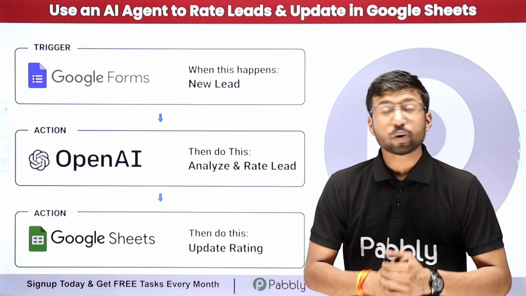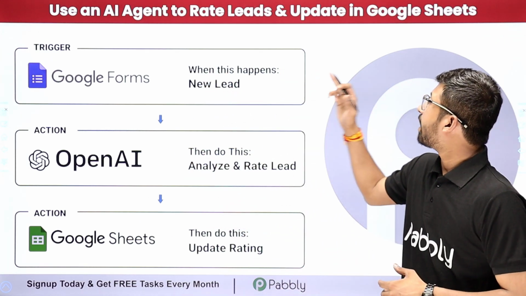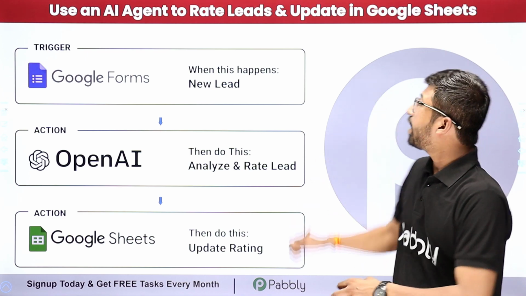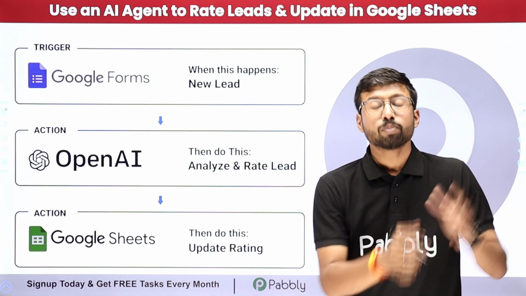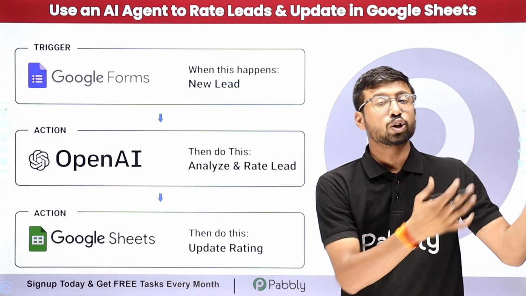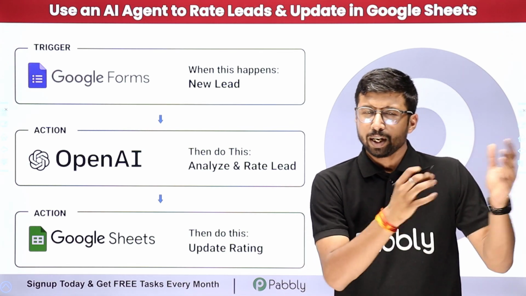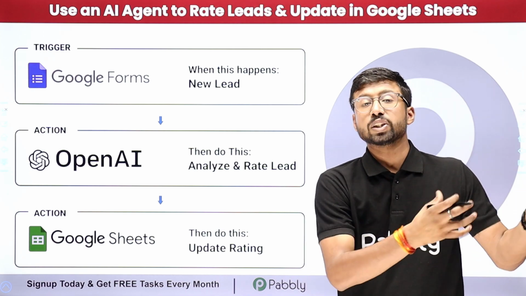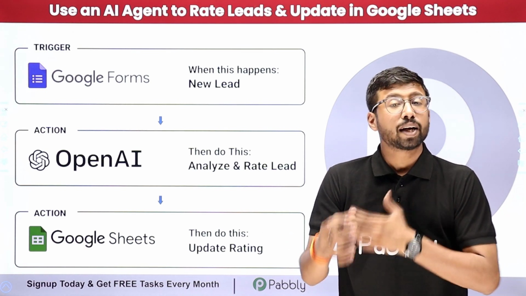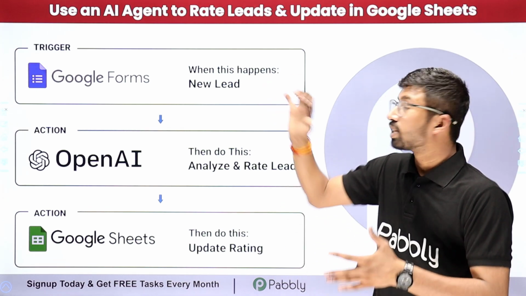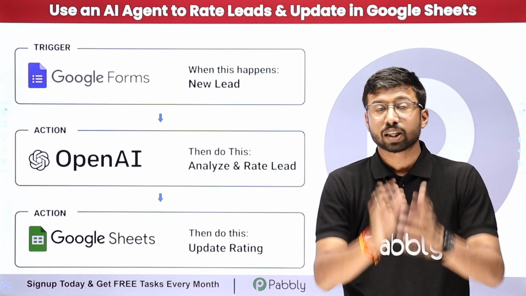So in this video, we are going to learn how to use an AI agent to rate leads and update in Google Sheets. So let's say you have created an online lead gen form using Google Forms, using which you are getting the details of a new lead. Now you want to rate this lead on the basis of their responses, get a summary out of it, also want to get a remark and update all of these details back into the same Google Sheet in which the Google Form leads are added.